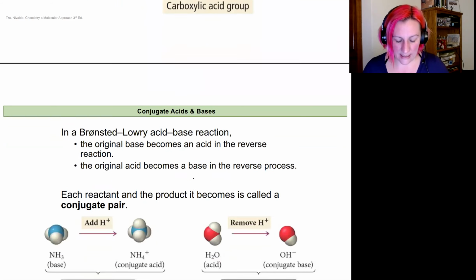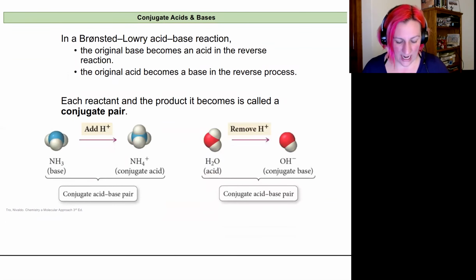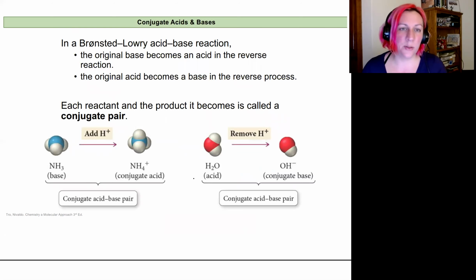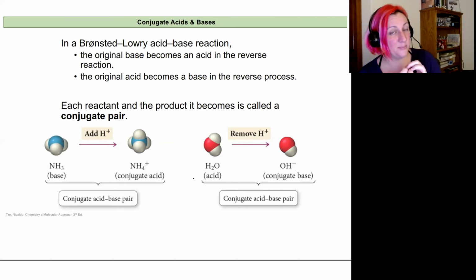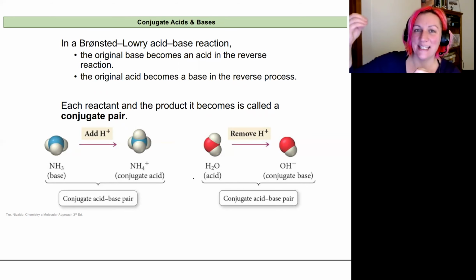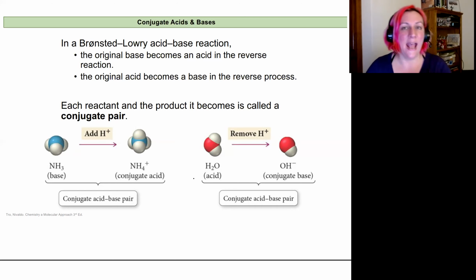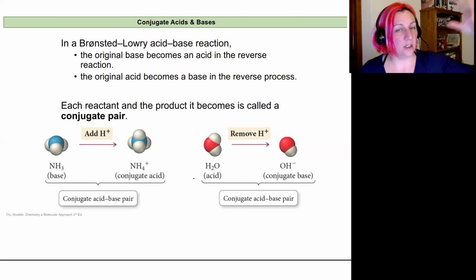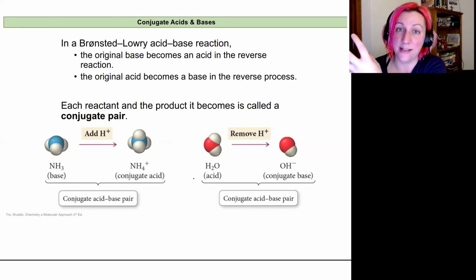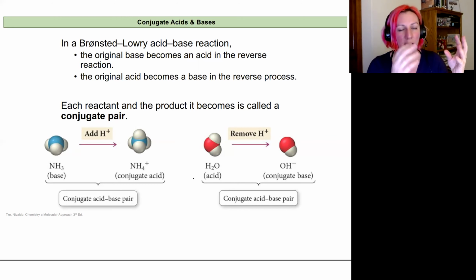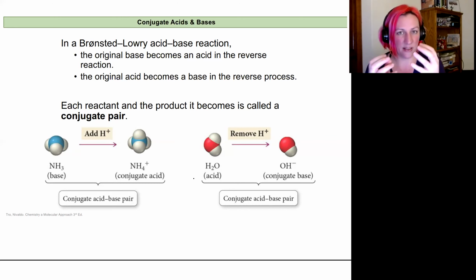So let's look at Bronsted-Lowry acid-base reactions and talk about how we predict the products and what we have when these acids and bases are brought together. So, in a Bronsted-Lowry acid-base reaction, what we're going to see is that our original base, which is going to be that proton acceptor, is going to form a product that is itself an acid. And the acid, which was the proton donor, is going to form a product that is itself a base. And so our acids become bases and our bases become acids.